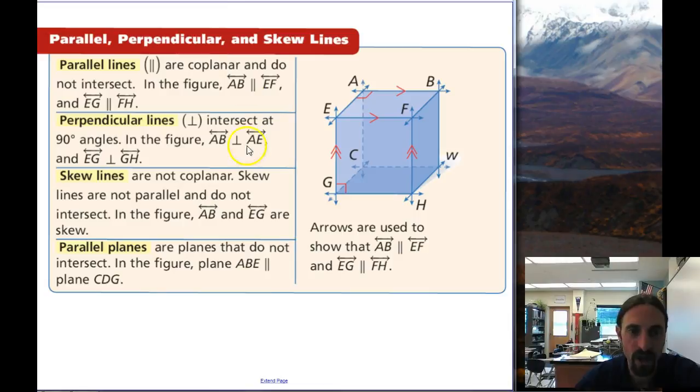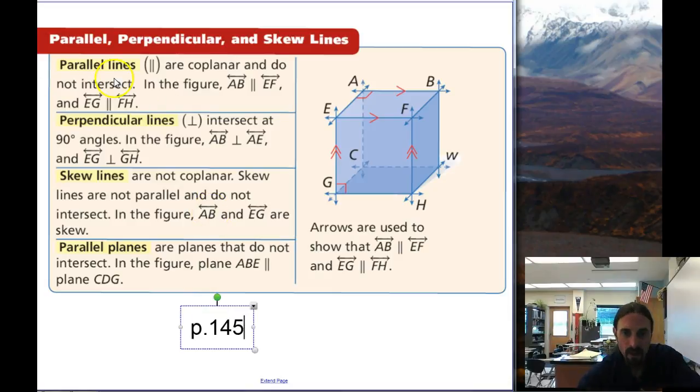What this table is saying is the following. Parallel lines, page 146, use this symbol. This symbol means parallel lines. They are coplanar. They exist in a plane, and they do not intersect, such as AB and EF, right? Or even EF and CW. You could make a plane between those four points, and those two lines would be parallel. Perpendicular: make sure you get this symbol for perpendicular in. They intersect at 90-degree angles. So, of course, AE and BA are perpendicular.